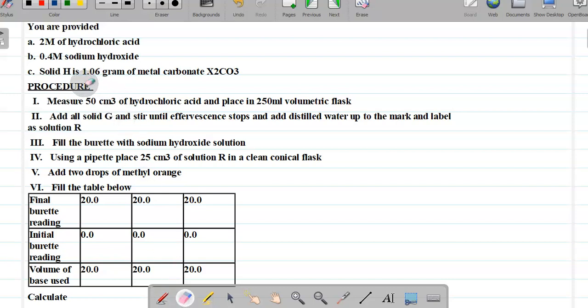Today we are learning titration. The question still remains the same; there is not much difference. So we have this question today.